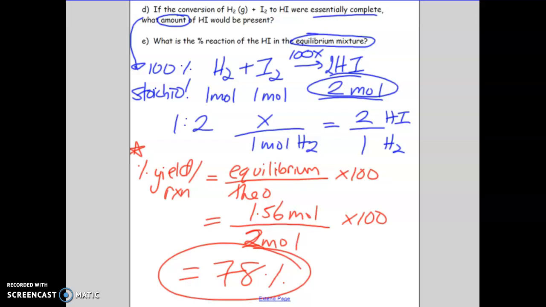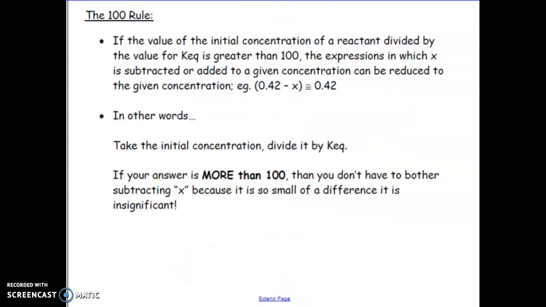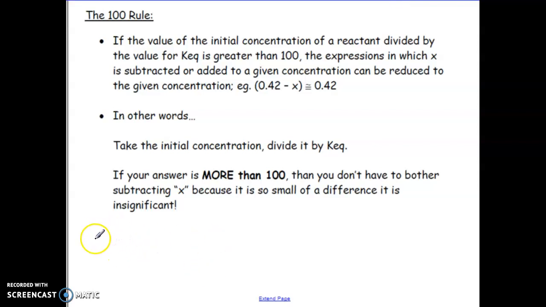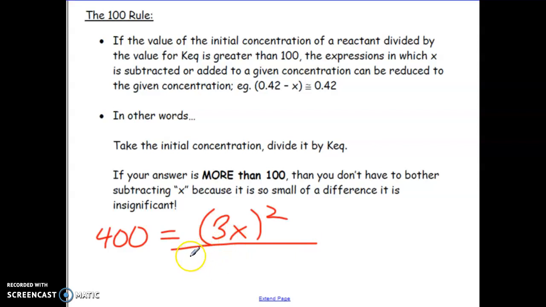Okay, so the last piece to this is I want to show you something that will, I think, help you out a lot when you are solving for X with your K values. So this is something called the 100 rule. Okay, let's backtrack. So let's say you had a K value of 400 and we had 3x squared over 20 minus 2x. Okay, so let's say you had a situation like this.